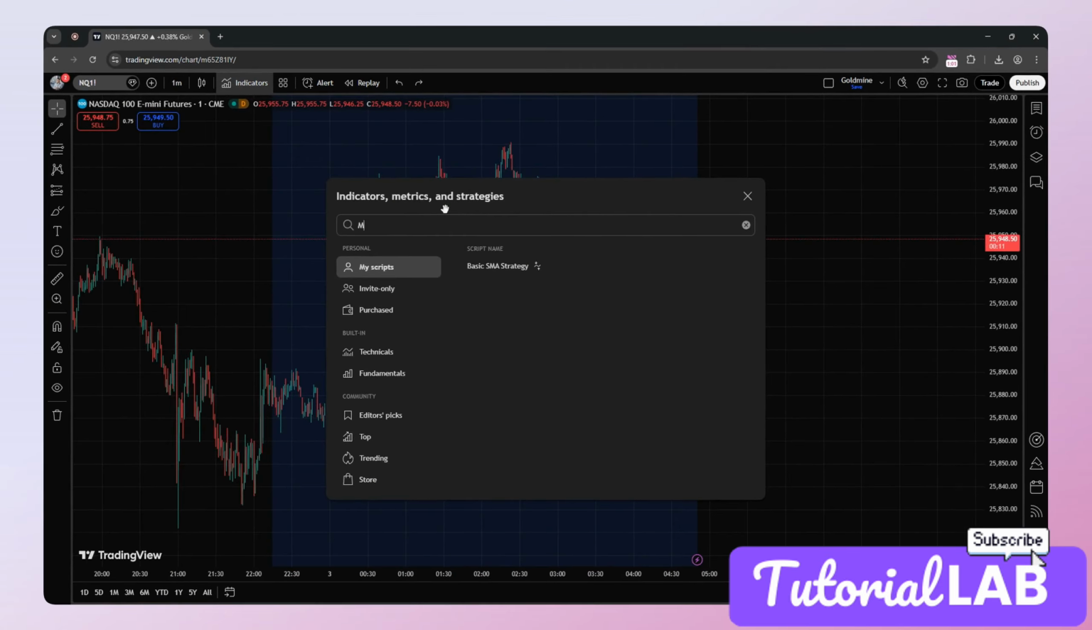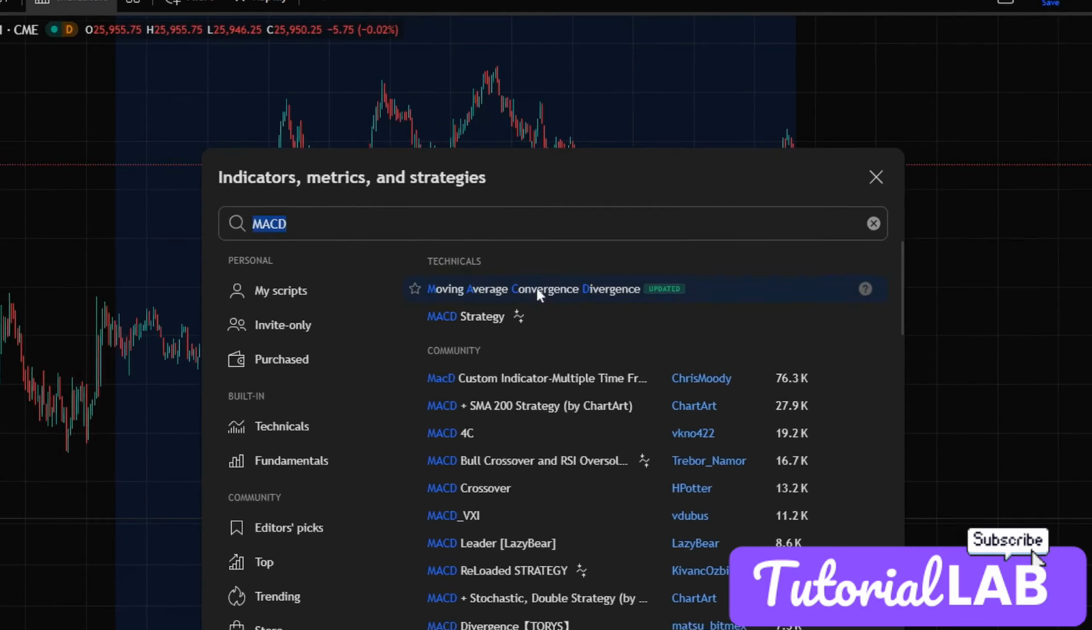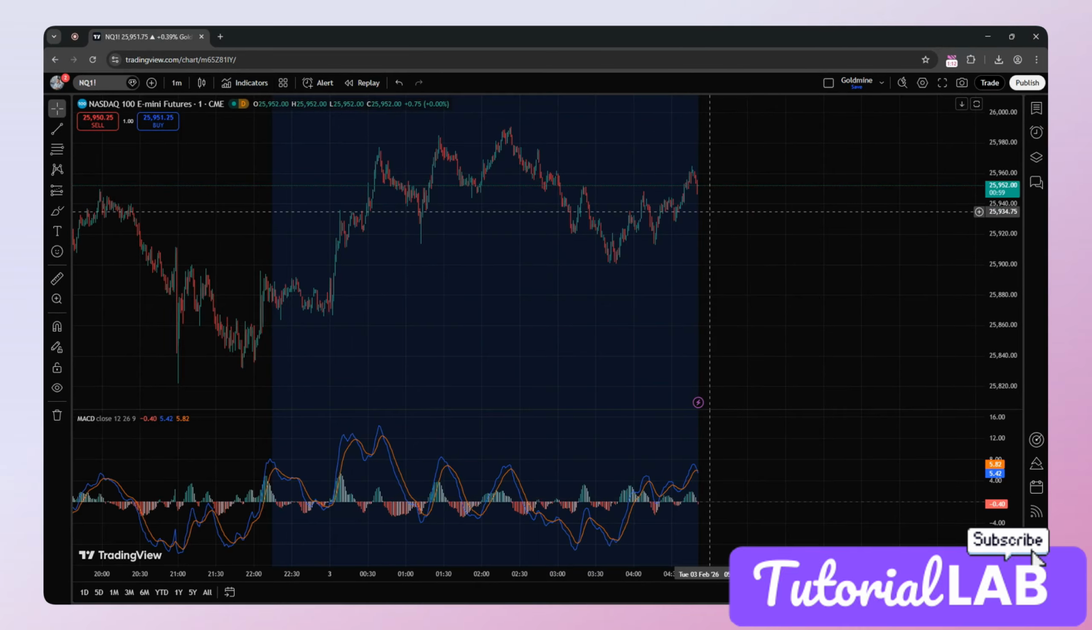Next, let's talk about MACD, which measures momentum and trend strength. When the MACD line crosses above the signal line, it often signals bullish momentum. For exit, when the MACD line crosses below the signal line, it signals bearish momentum and a possible exit point.